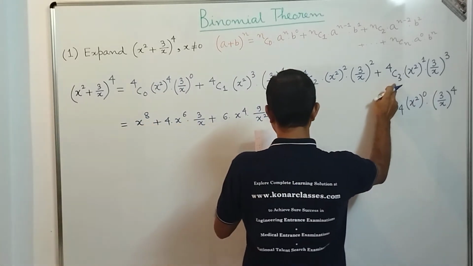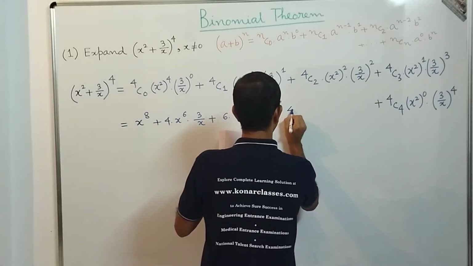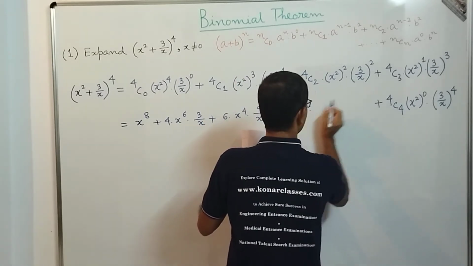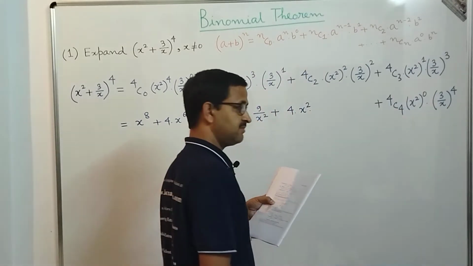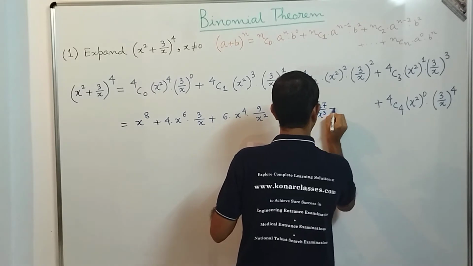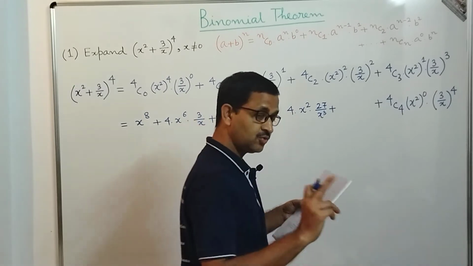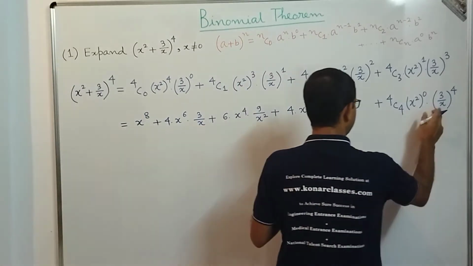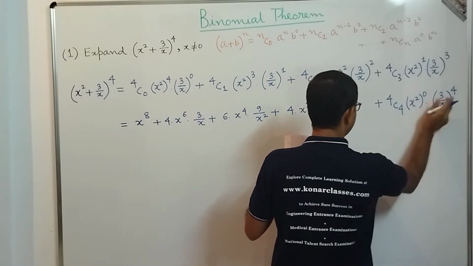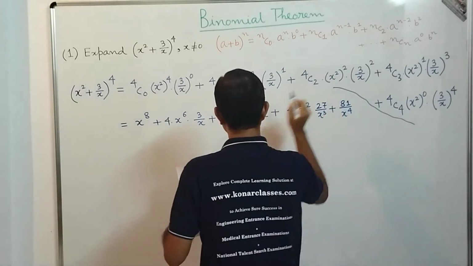plus 4c3, the value of 4c3 is 4, so that is equal to 4 into x to the power 2, into 3 to the power 3, that is 27 by x cube, plus this term 4c4 is 1, x to the power 2 power 0 is 1, into 3 by x to the power 4, that is equal to 81, 3 to the power 4 is 81, divided by x to the power 4. Let me give a boundary here. So this is the value.